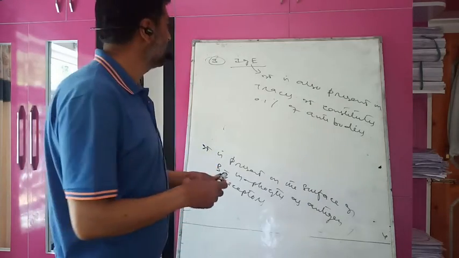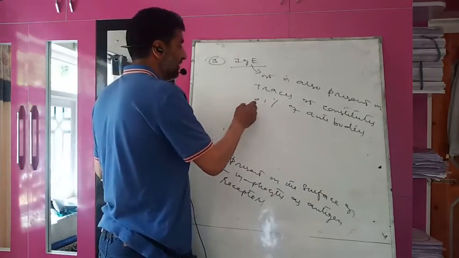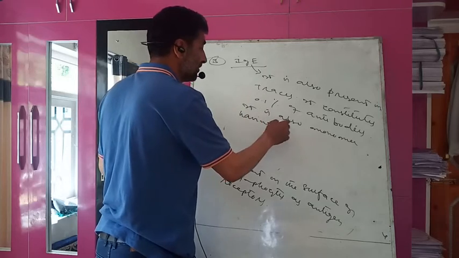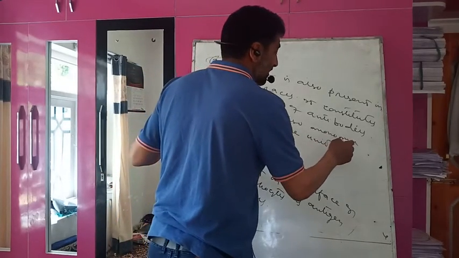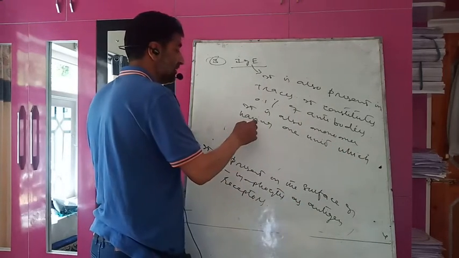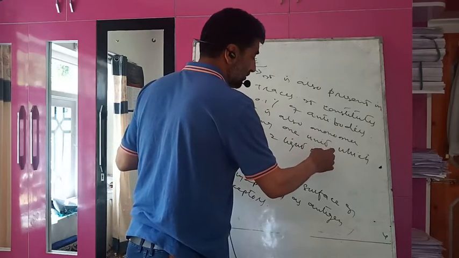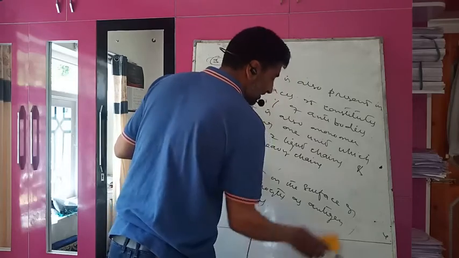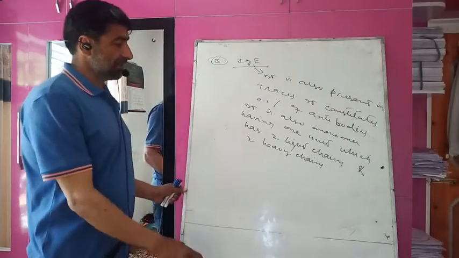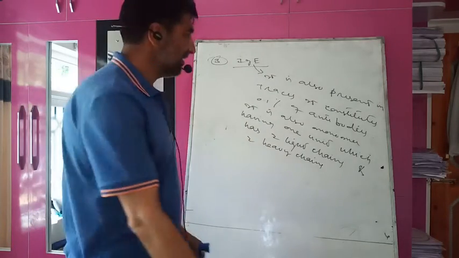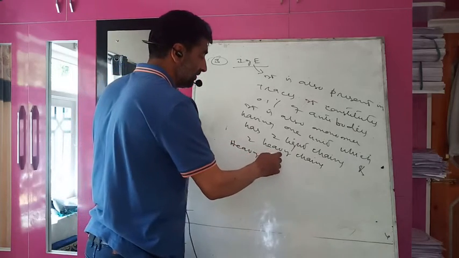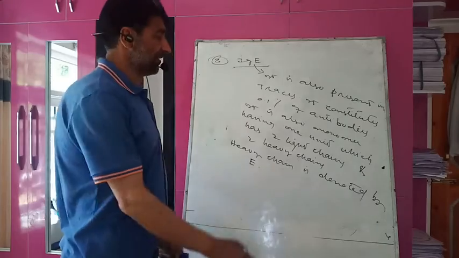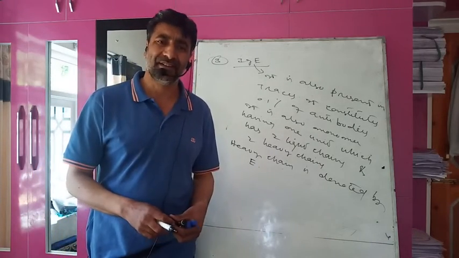IgE antibodies are also monomers, having one unit which has two light chains and two heavy chains. The light chain, the heavy chain. The heavy chain is denoted by epsilon, E. So this is the IgE antibody.